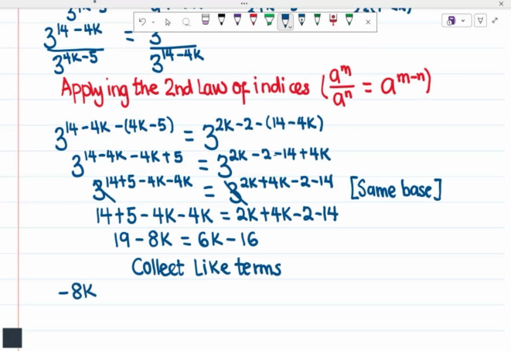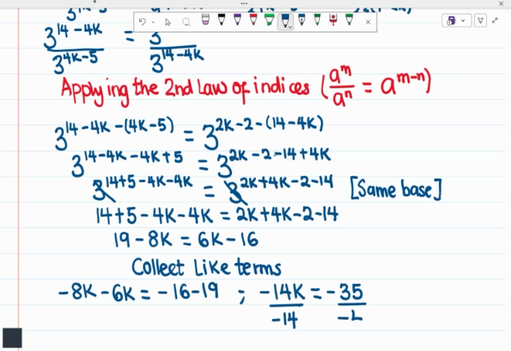I have minus 8k minus 6k is equal to what? Minus 16 minus 19. So what do I have here? Minus 8k minus 6k becomes minus 14k, which is equal to what? Minus 35. Divide both sides by what? Minus 14.